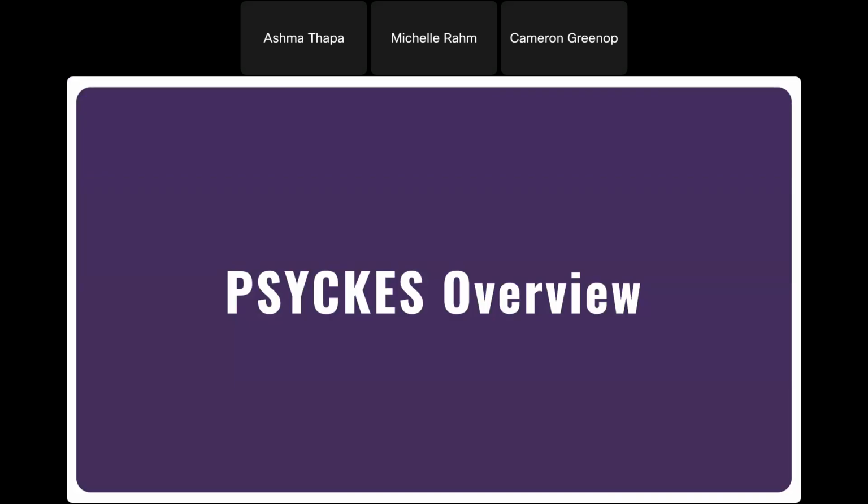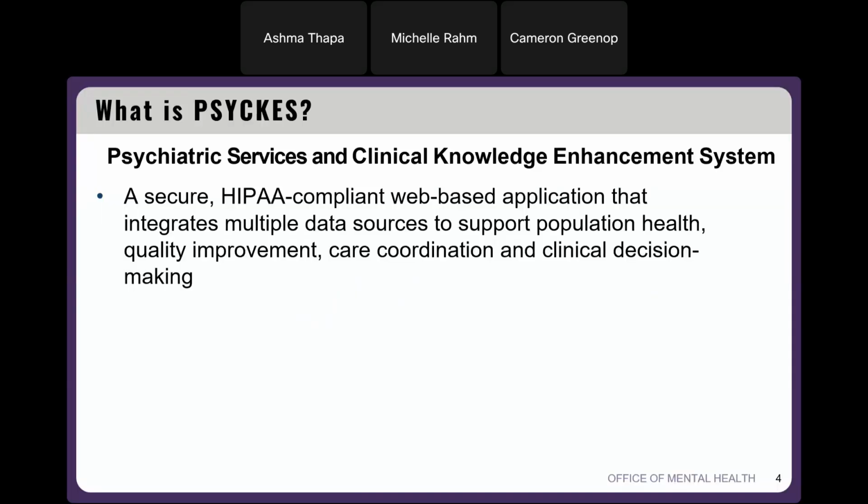So let's go ahead and begin with our PSYCKES overview. PSYCKES stands for the Psychiatric Services and Clinical Knowledge Enhancement System. It's a secure and HIPAA-compliant web-based application that integrates Medicaid data with data from other state administrative databases in a user-friendly format. It's designed to support population health, quality improvement, care coordination, and clinical decision-making.